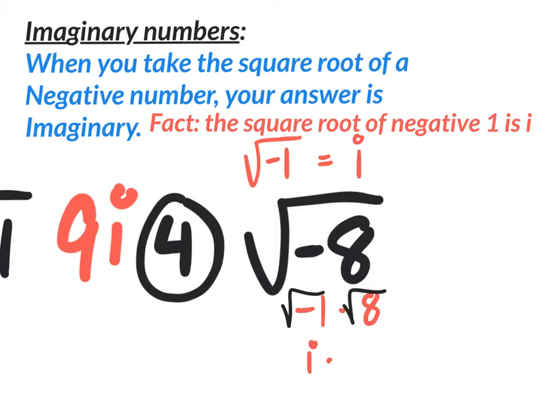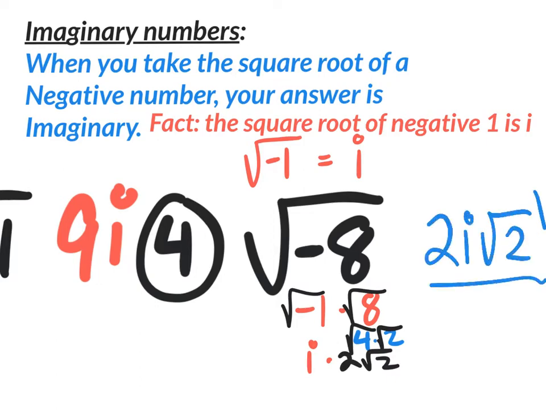Now, 8 breaks down to 4 times 2, and when you split the root, you'll end up with 2 square root of 2. Now think about this. You have i times 2 times the square root of 2. So that's like saying x times 2. What's x times 2? It's 2x. What's i times 2? It's 2i. So the correct order of the answer should be 2i square root of 2. That's the correct order of the answer, the organization.